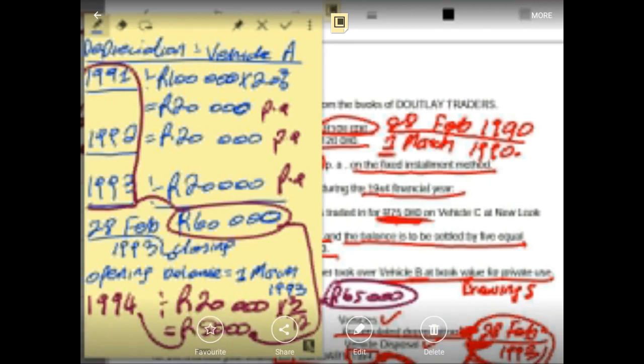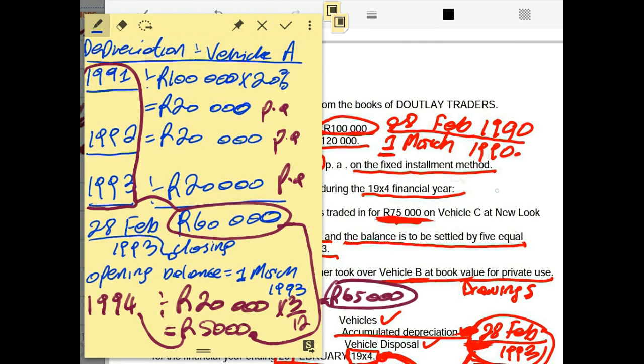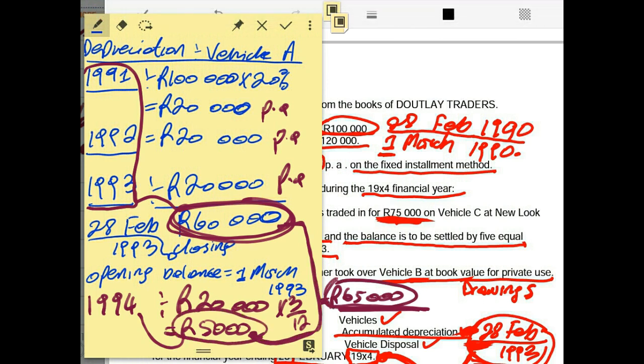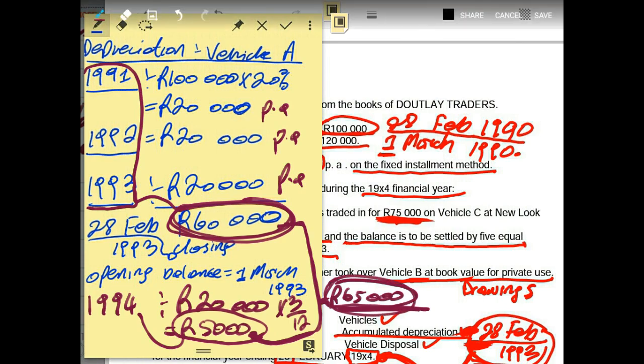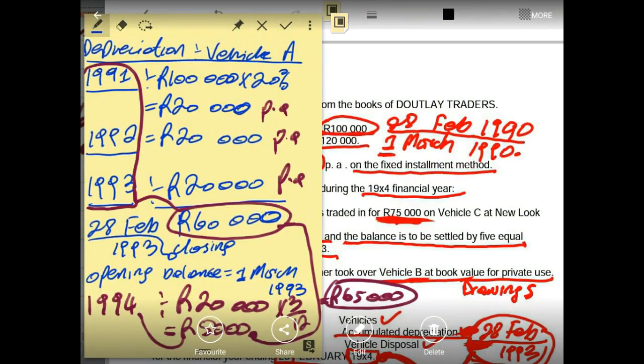Vehicle A, we calculated that, okay, it gave us an amount of 65,000 rands. If you still see that, there is 65,000 rands, this one. In total, we added the 60,000 for 3 years, 91, 92, 93, and we added depreciation for the current year only for 3 months, 5,000. Therefore, now we are recording 65,000 rands of the total accumulated depreciation for motor vehicle A.